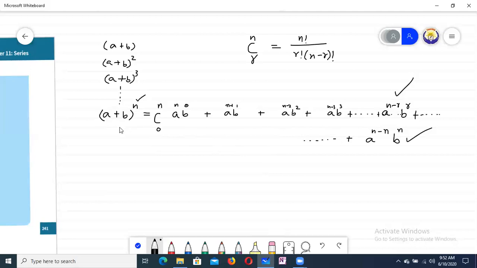Now nC0 here, nC1 here will be the coefficient, nC2 here, nC3, and so on. Here nCr, and at the end will be nCn. This is the binomial formula to expand the binomial series.